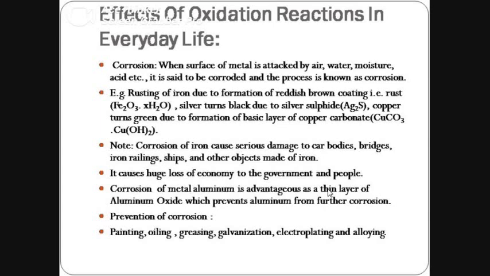We can also say corrosion is undesirable oxidation of metals when exposed to the atmosphere. Metal always gets oxidized. Examples of corrosion: rusting of iron is an example of corrosion. Rusting of iron is due to the formation of rust, that is a reddish brown coating, and the chemical formula for rust is Fe2O3.xH2O. It means it is a hydrated salt of ferric oxide. Iron has changed now. It is a chemical change.